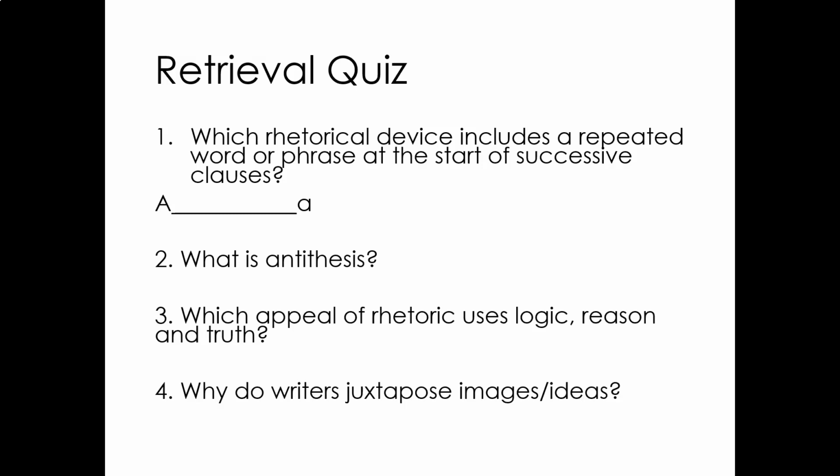Okay, let's go through and mark. You might like to use another coloured pen to do this and give yourself a mark out of 4 at the end. Number 1, the device that uses a repeated word or phrase at the start of successive clauses is anaphora. Well done if you got that one correct. Number 2, what is antithesis? So antithesis is the pairing up of opposite images or ideas. Number 3, the appeal of rhetoric that uses logic, reason and truth is logos.